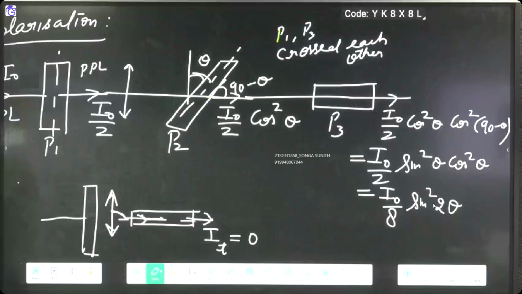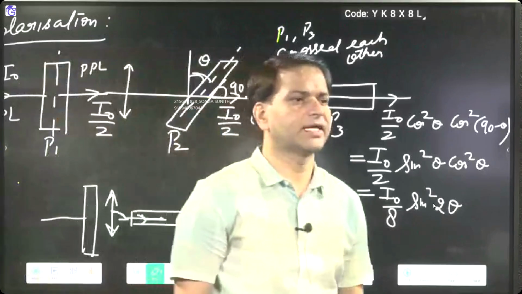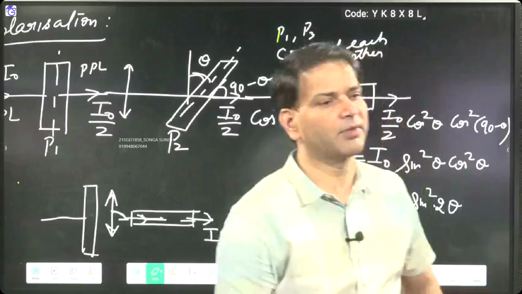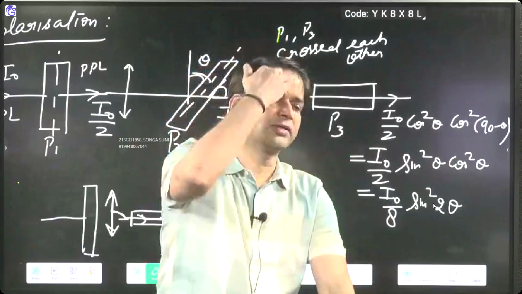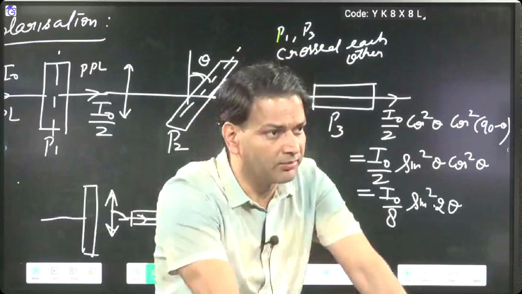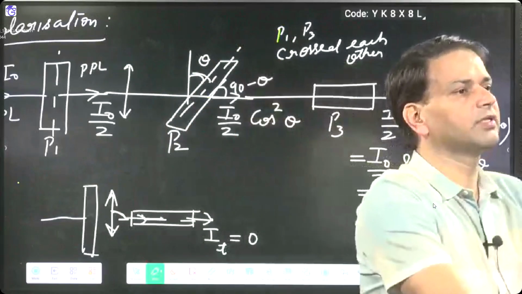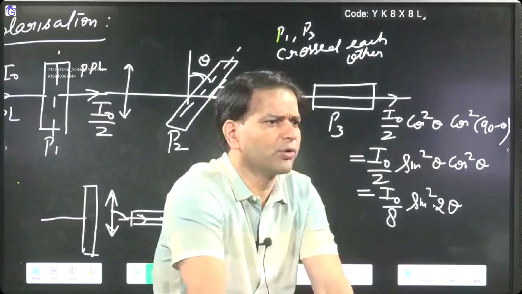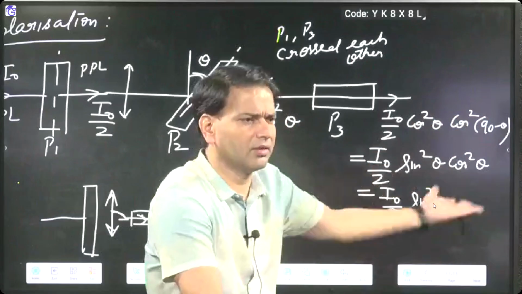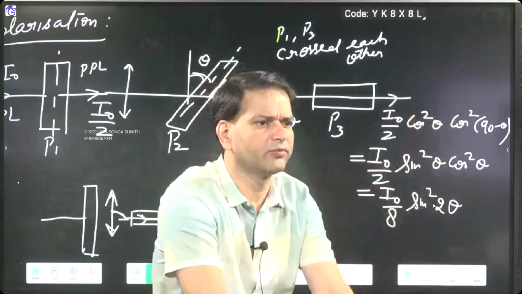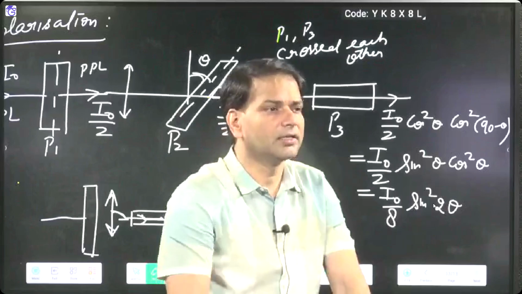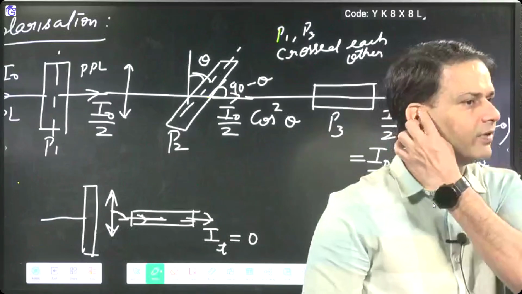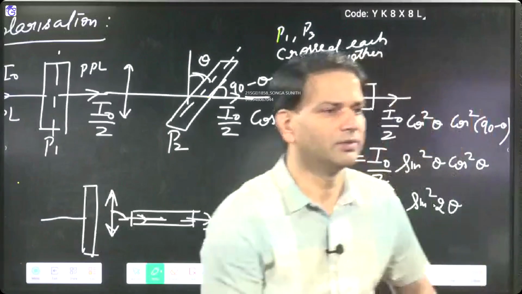Okay, so for what value of theta will the transmitted intensity be maximum? We remember I naught by 8 sin square 2 theta. No problem, separately also you can remember. Otherwise, after multiplying by 4 and dividing by 4, we got this 45. The same question came in JEE Main this year. For what value of theta will transmitted intensity be maximum? So theta will be 45.